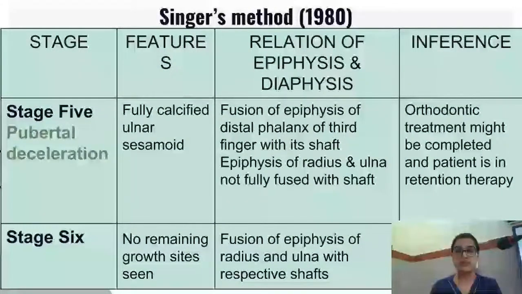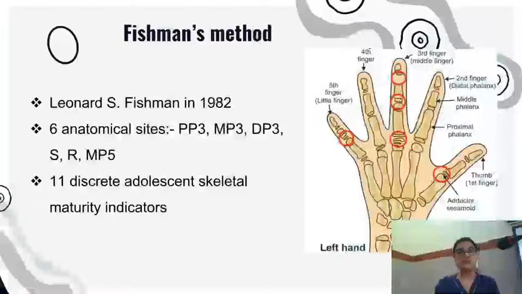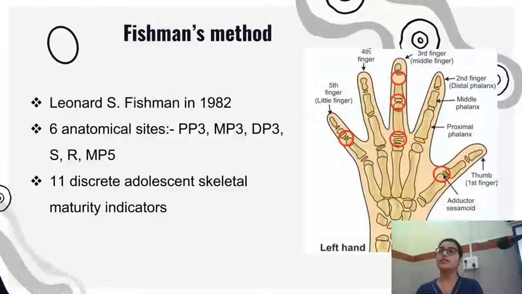Now we'll see Fishman's skeletal maturity assessment method. In the year 1982, Fishman gave 11 stages of maturity indicators by utilizing 6 different sites in the hand-wrist radiograph, which can be seen in this picture. The 6 sites are the proximal phalanx of the middle finger, the middle phalanx of the middle finger, the distal phalanx of the middle finger, the sesamoid bone, the radius, and the middle phalanx of the fifth finger, that is the little finger.